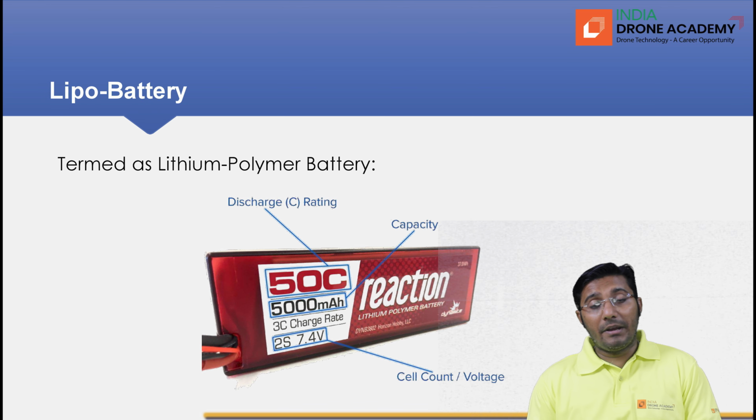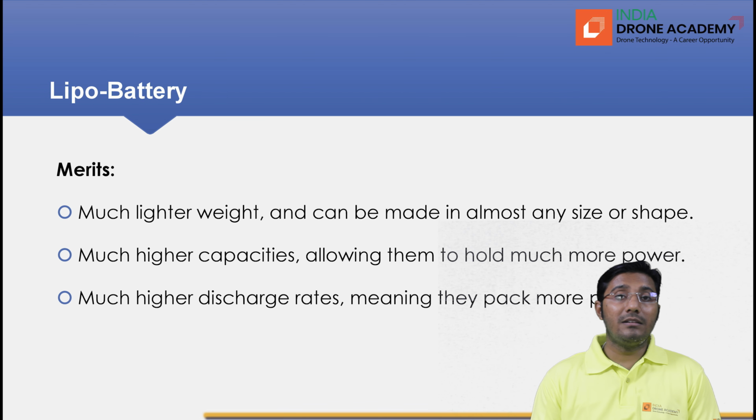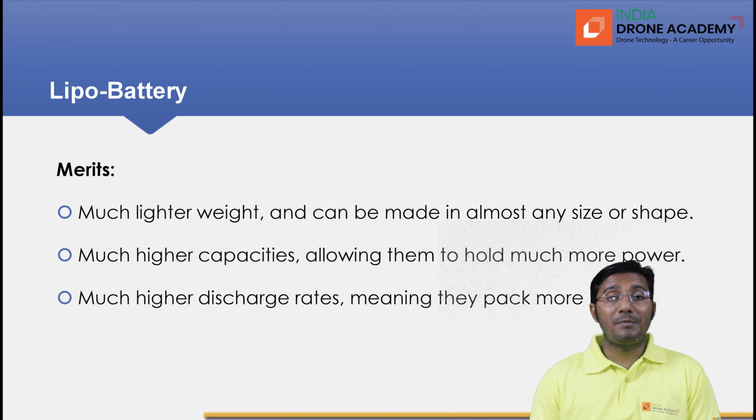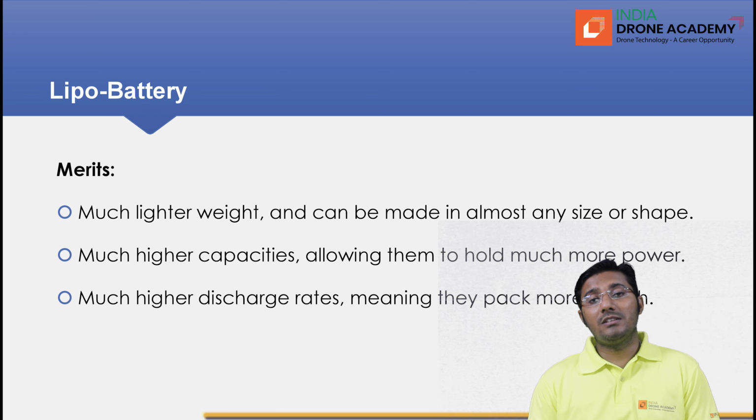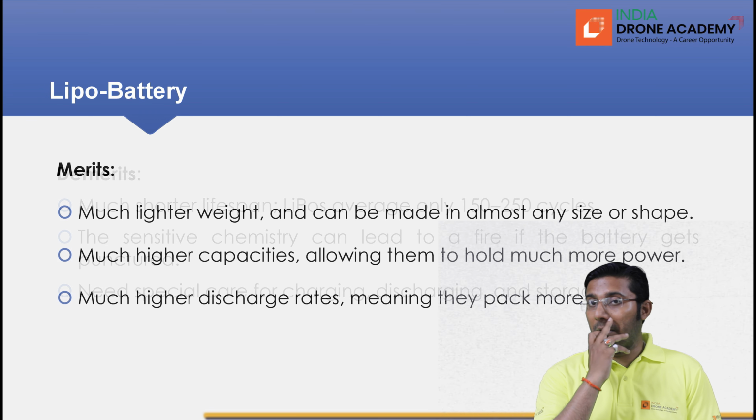There are many merits to using lithium polymer over lithium ion. These batteries are much lighter in weight and can be made in almost any size or shape. These batteries have higher capacities, allowing them to hold much more power. These also have much higher discharge rates, meaning they pack more punch, that is, more power.